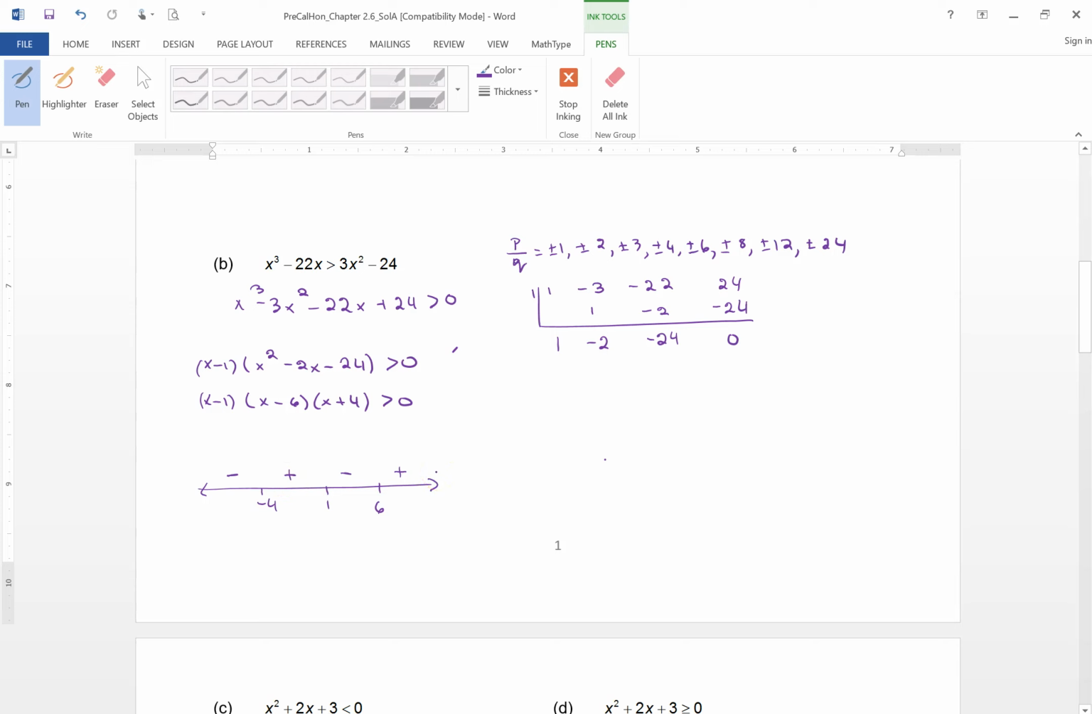The reason why is because at this 0, it's got to change sign. It's going to cross the x-axis. It's going to go from below to above or above to below. All right?